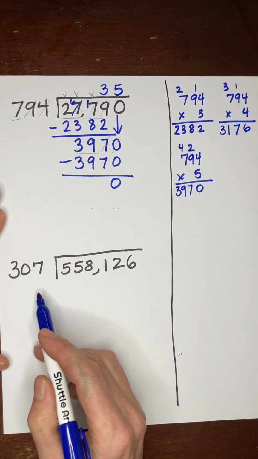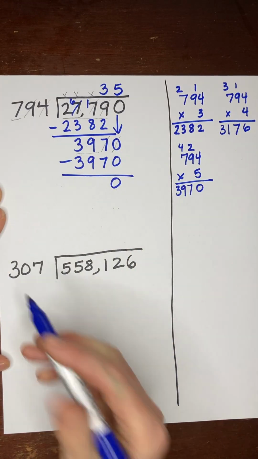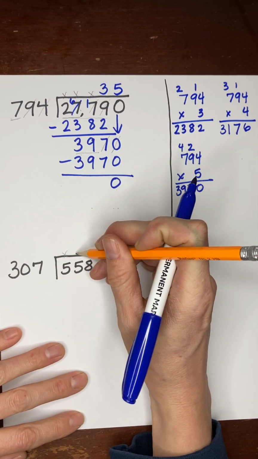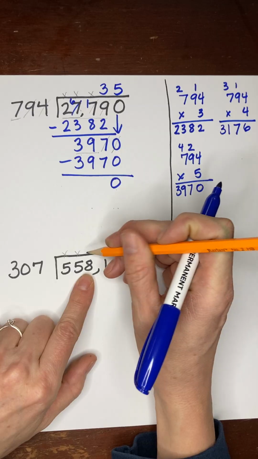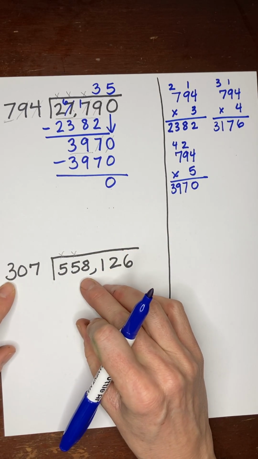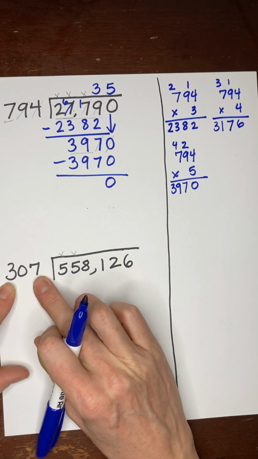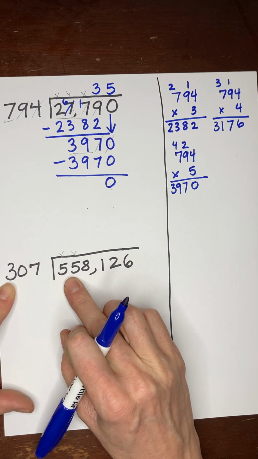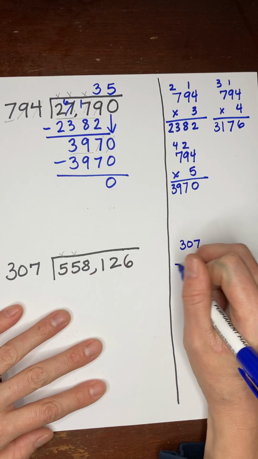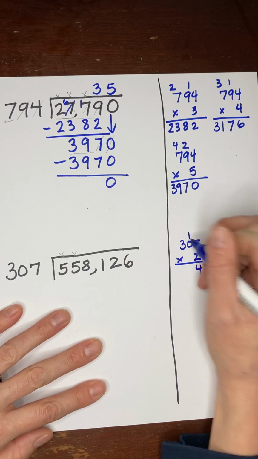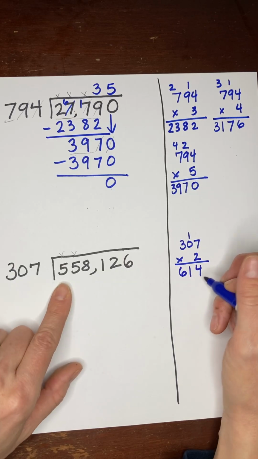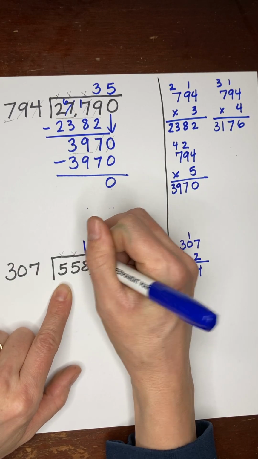Okay, let's try this one. This one's going to have a remainder. So 307, that is not going to go into 5 or 55, but it is going to go into 558. Okay, now 3 plus 3 is 6, right? So I know that 307 is only going to go once into 558. All right, but if you weren't sure, you could go over here and work it out to convince yourself that you're right. The 0 plus 1, and that is 6. So 614, yeah, that's too big. Okay, so go ahead and put a 1 here.